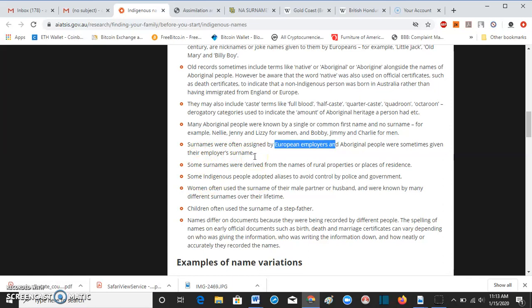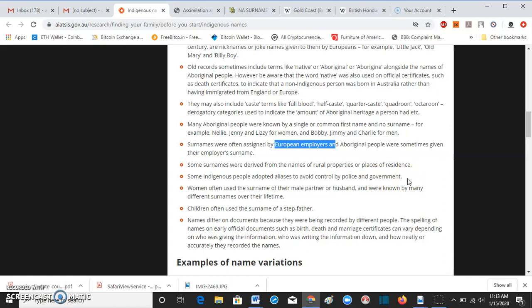So as I said, remember the encomienda system that I was telling you about. This is what happened. Okay, forced assimilation, or it could be indentured labor too. Some surnames were derived from the names of rural properties or places of residence. Some indigenous people adopted aliases to avoid control by police and government. Now, this is why it's important to know to name yourself.